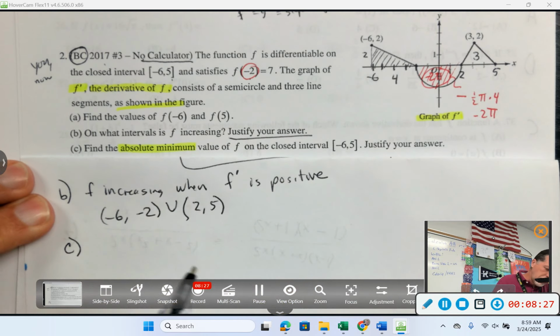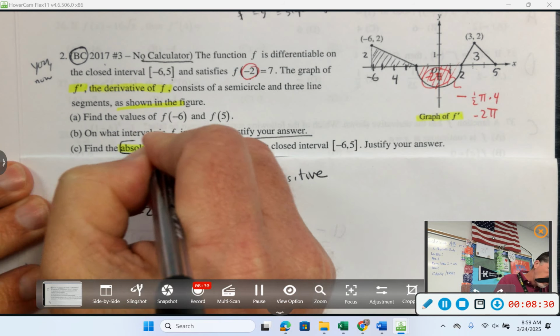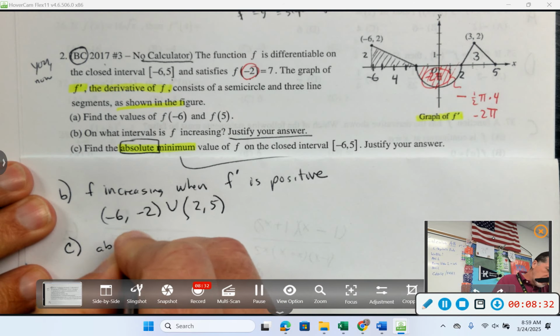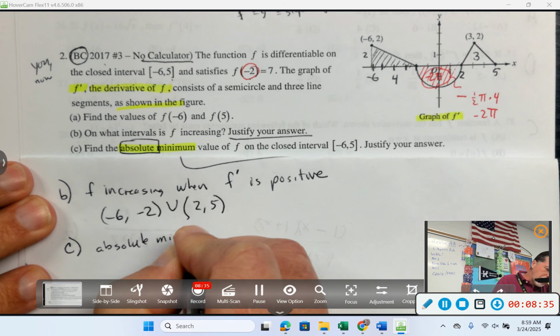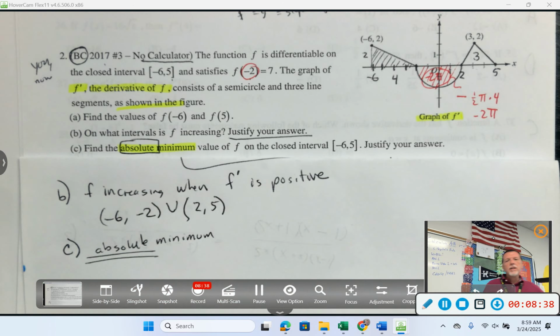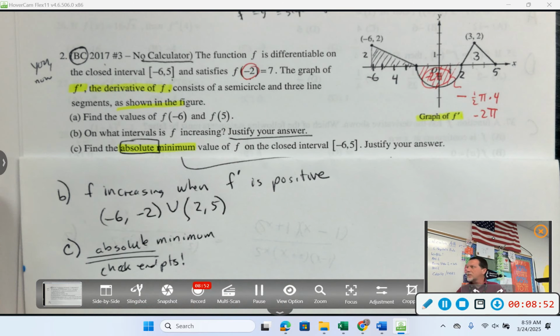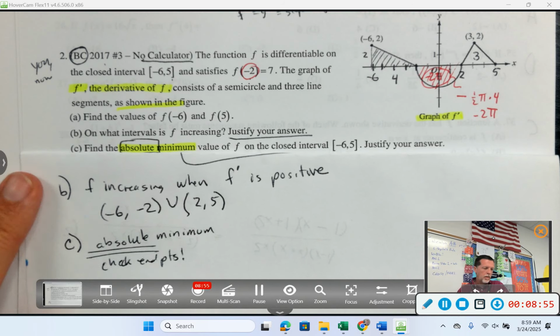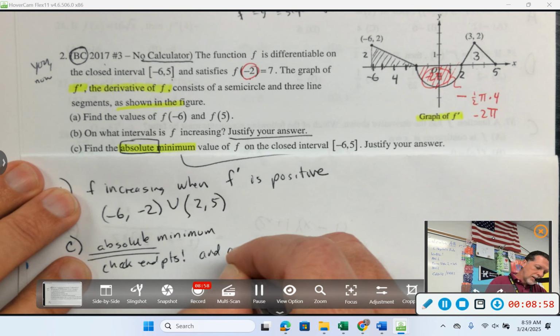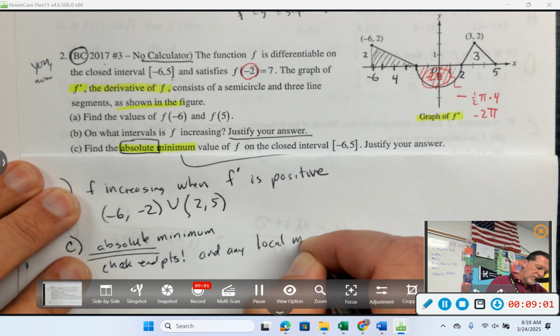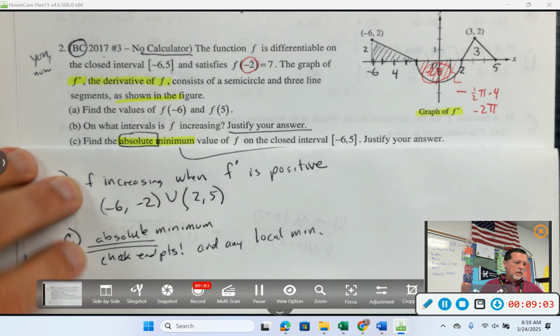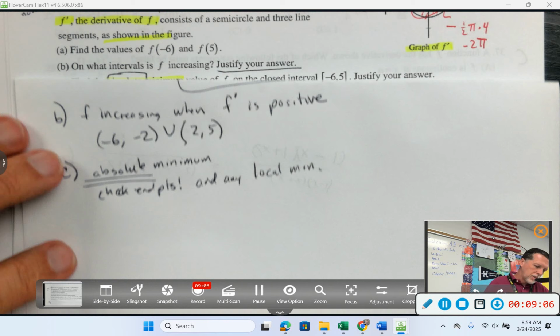Okay, absolute minimum, especially the absolute part, should trigger something in my brain. Do you know what we need to be worried about for absolute minimums? We got to check the endpoints. Check endpoints. It's not really part of the answer. That's more like a note to self. Check the endpoints and any local minimums.